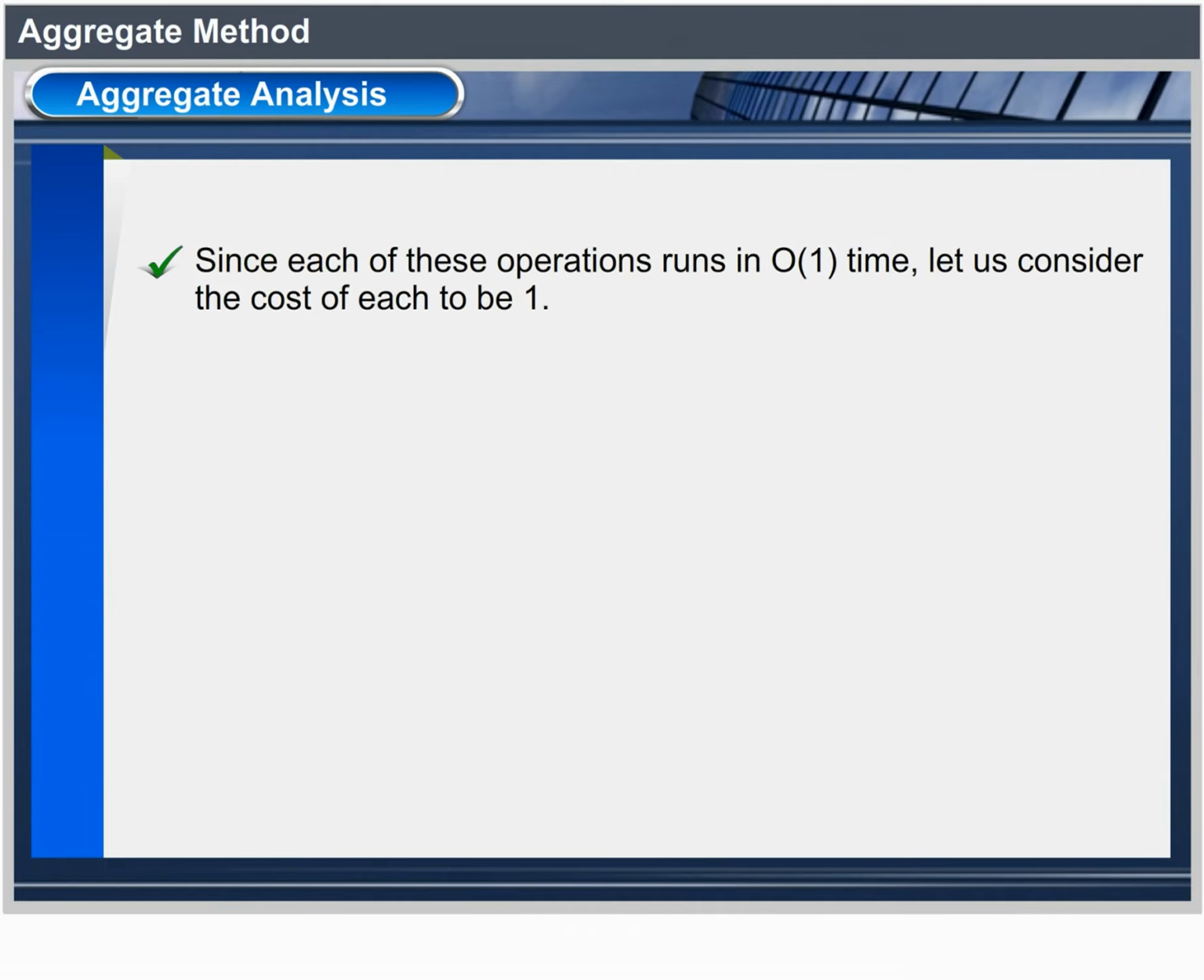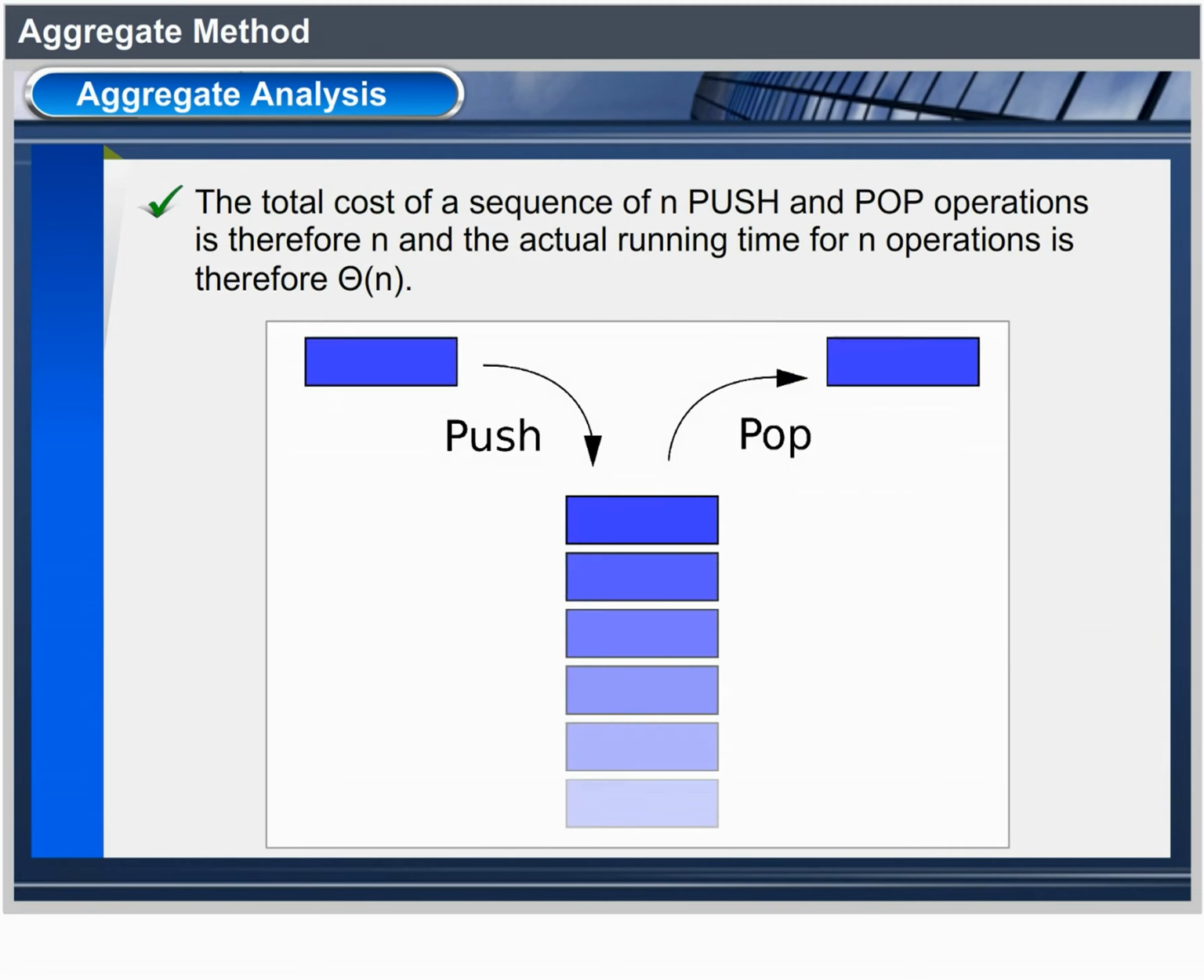Since each of these operations runs in big O of 1 time, let us consider the cost of each to be 1. The total cost of a sequence of n push and pop operations is therefore n, and the actual running time for n operations is therefore theta of n.